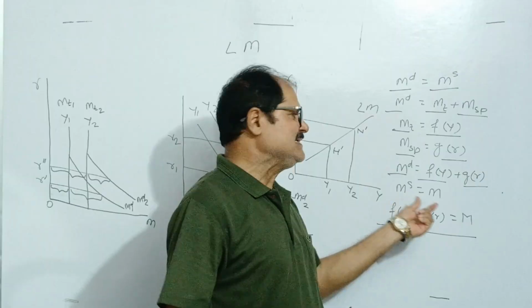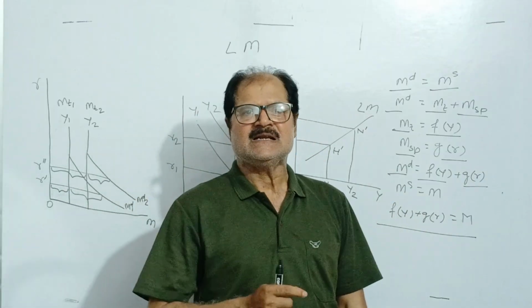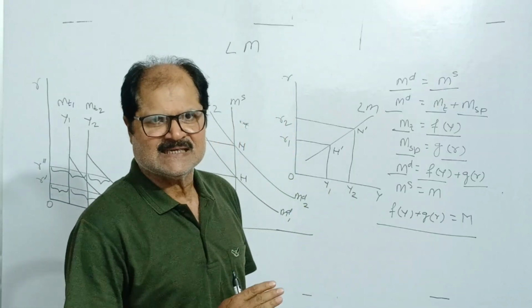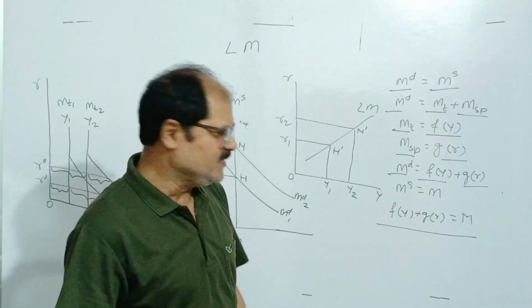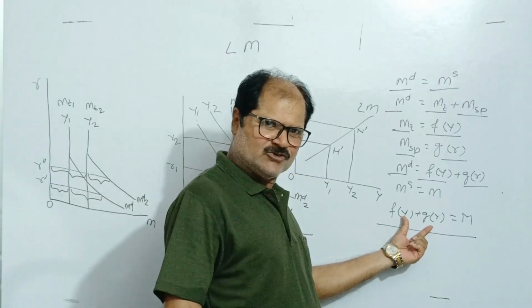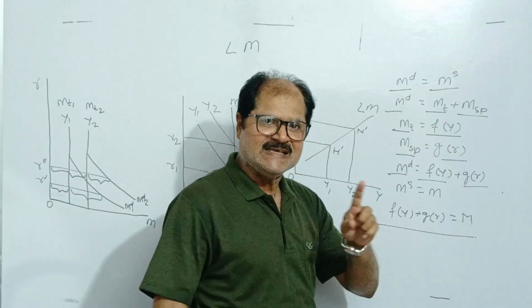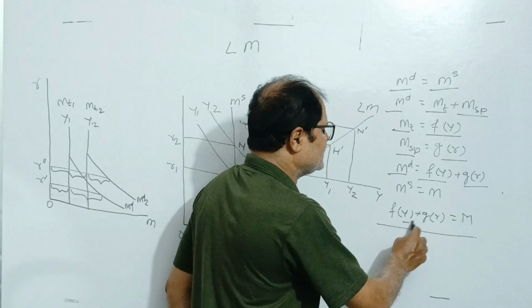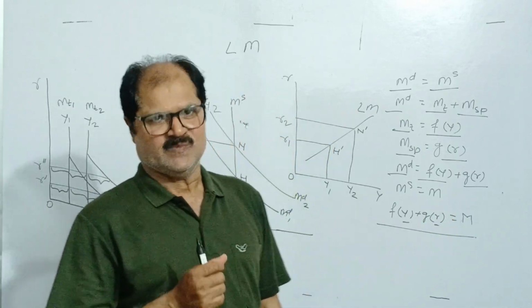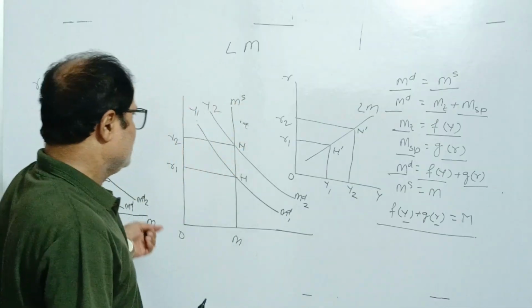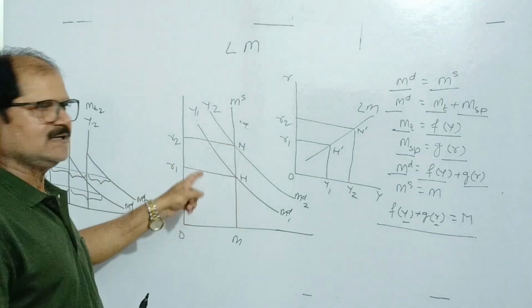Supply of money is assumed to be exogenously given. It means it is independent of rate of interest. Rate of interest has no impact on supply of money. For money market to be in equilibrium, total demand for money should be equal to supply of money. And from this expression, we get the relationship between income and rate of interest, which keeps the money market in equilibrium. Now, we derive the graph of LM curve through these diagrams.